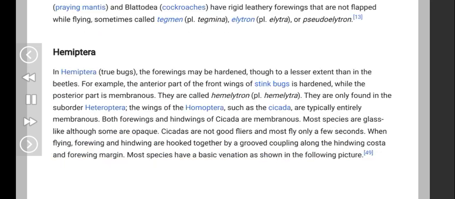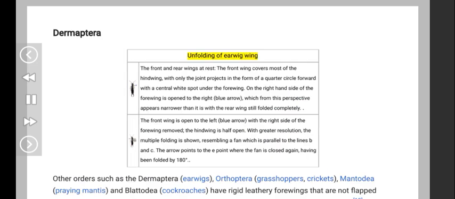49. Dermaptera. Unfolding of earwig wing. The front and rear wings at rest. The front wing covers most of the hindwing, with only the joint projecting in the form of a quarter circle forward with a central white spot under the forewing.